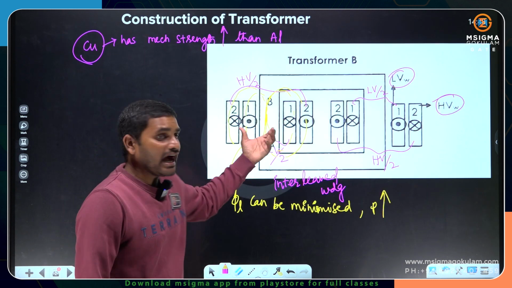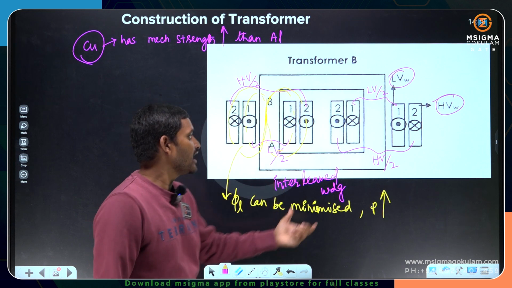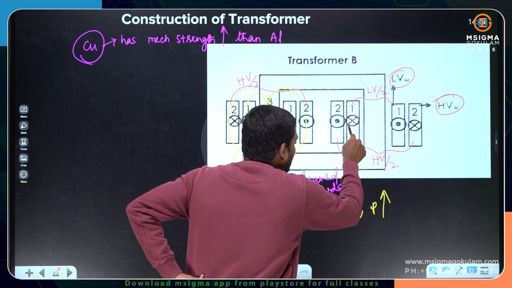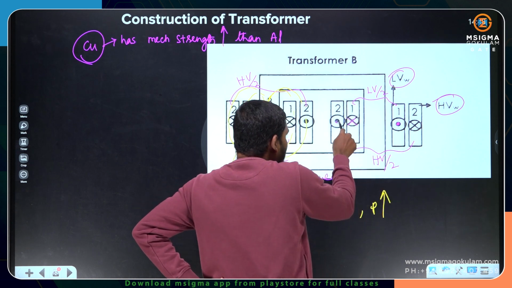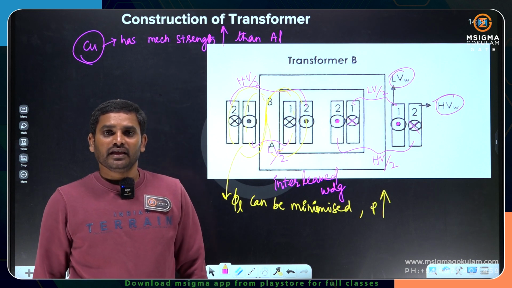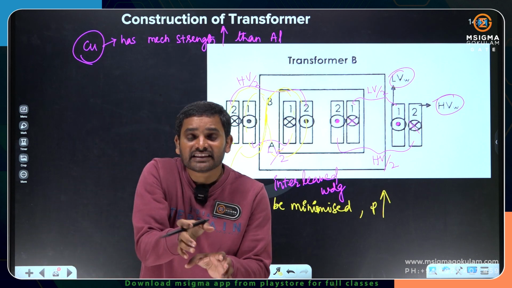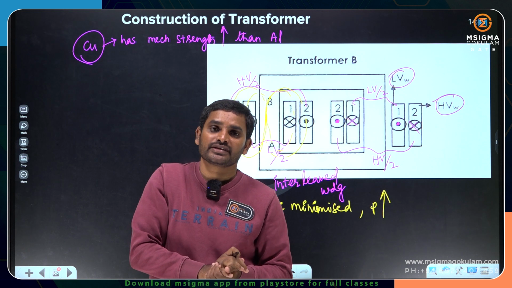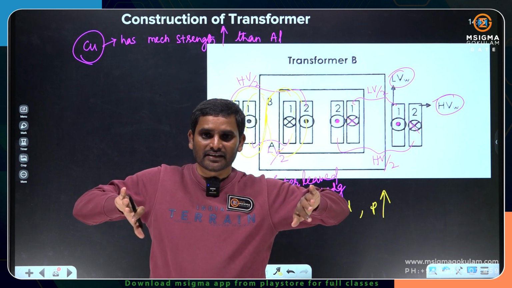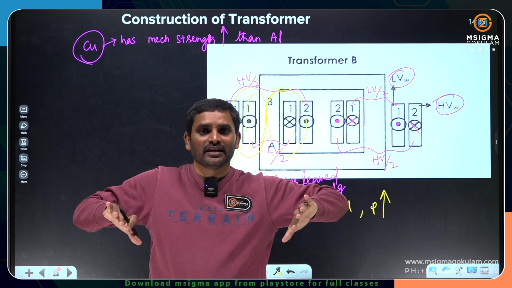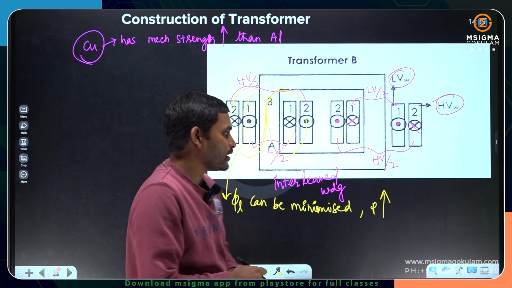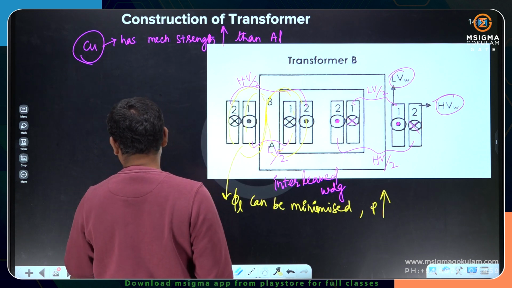Now here half HV is there, half LV is there. You see, if LV is carrying cross and dot, HV is carrying the opposite, dot and cross. If the windings are on the same leg, then they will carry opposite direction of current to satisfy Lenz's law. If the windings are separated, then they will carry the same current direction. It is very, very important to obey Lenz's law.